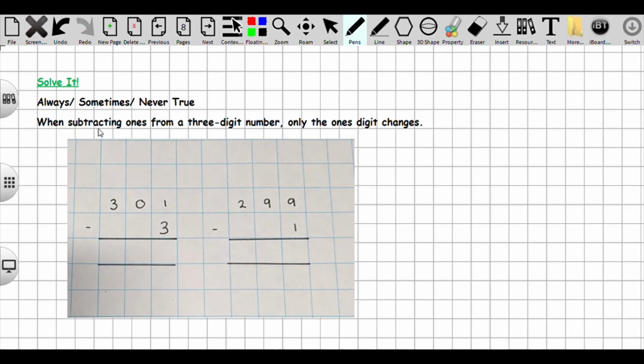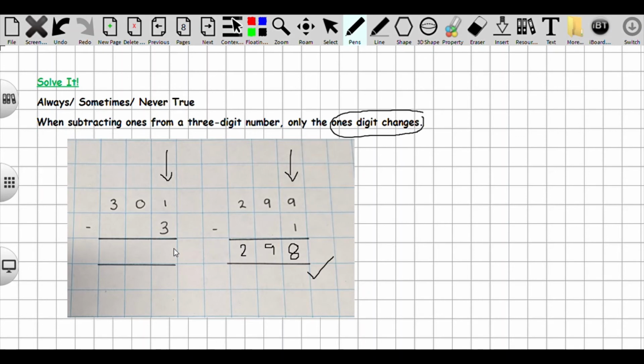So it says, when subtracting 1s from a 3-digit number, only the 1's digit changes. So that is only the digits in the 1's column. Okay, let's see if the rule applies. 9 take away 1 is 8. Okay, so this number here is the only one to change. So yes, in answers like this, simple questions here, where you're taking 9 away from something and you don't have to regroup, that's the important thing, it works.